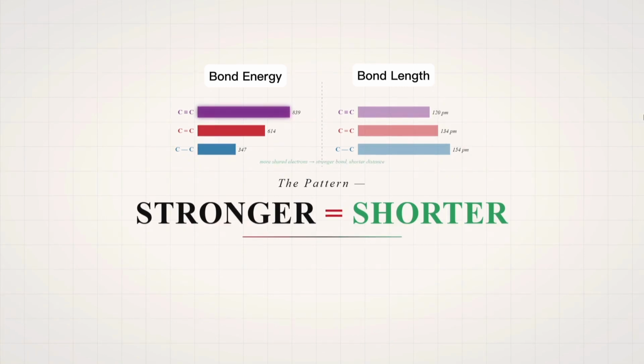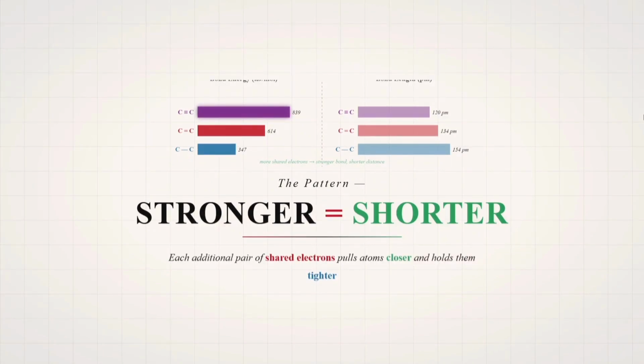Bond length of carbon-carbon single bond is 154 picometers long. Double bond is 134 picometers, and triple bond is just 120 picometers. The atoms are pulled closer together by each additional pair of shared electrons.